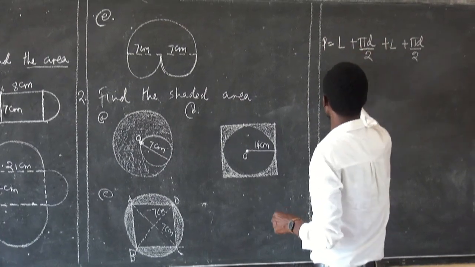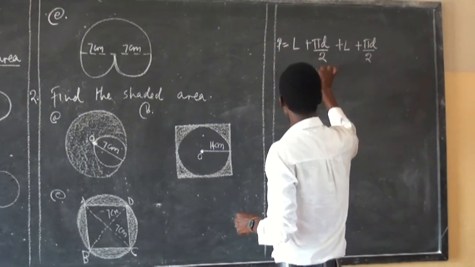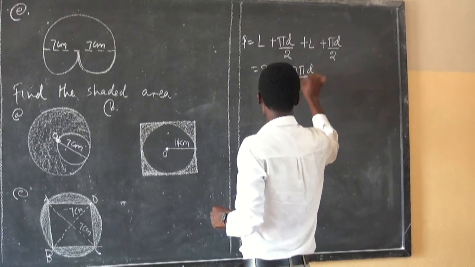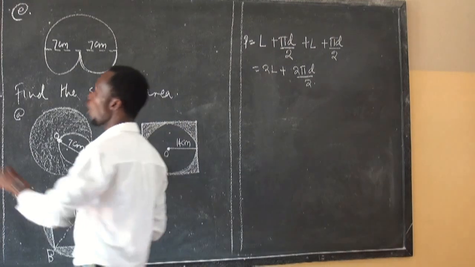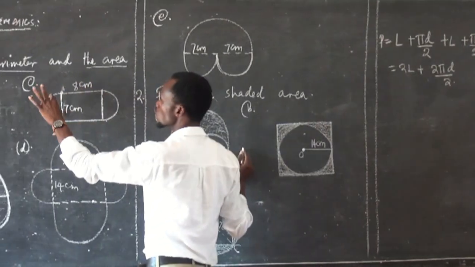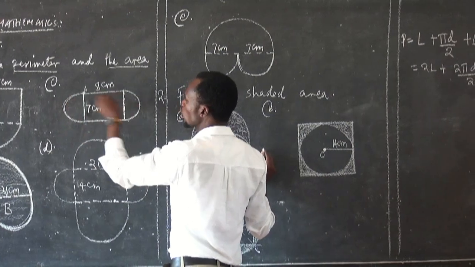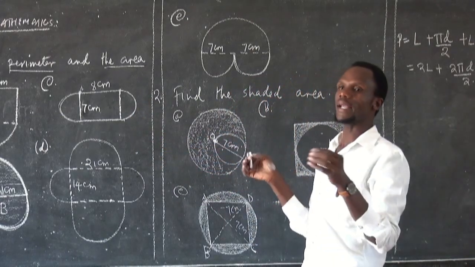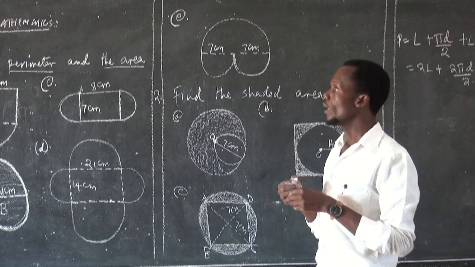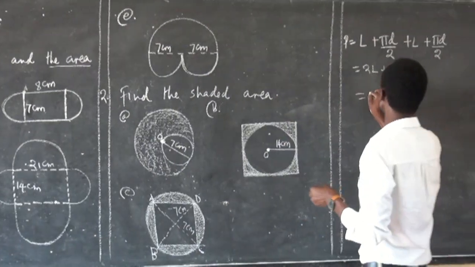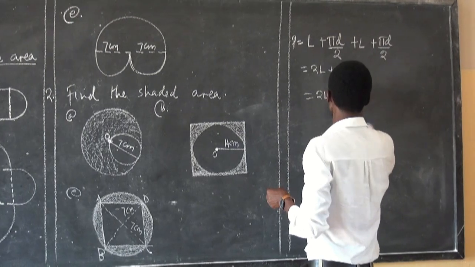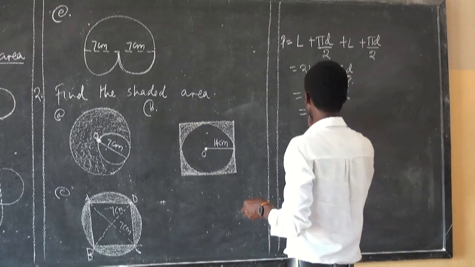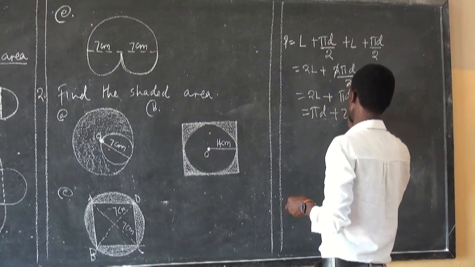These are like terms. Then you have 2l plus 2 pi d over 2. Why? Because this is like this one. So these are equal, and since they are like terms, you can put them together. Mathematically, we have 2 lengths, plus this cancels with this one, plus pi d. In short, we have pi d plus 2 lengths.